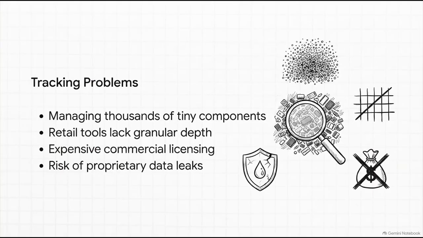Listen, if your business relies on tracking thousands of tiny, highly specific components, we're talking specific resistors, capacitors, custom mechanical parts, standard retail tools are just going to fall short. General business software is great if you're selling finished retail products, sure, but it completely lacks the granular depth you need to track the exact specs of microscopic parts. Plus, using cloud-based commercial solutions can sometimes pose a really high risk to your proprietary design data. That leaves a lot of businesses desperately searching for a private, cost-effective alternative.